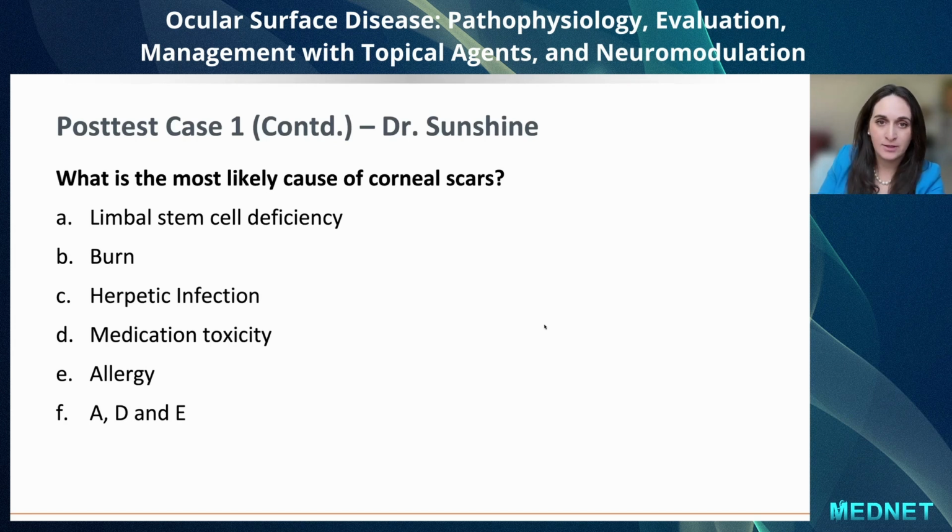So that's great. So 70% of people got this question correct. The correct answer is F. It includes limbal stem cell deficiency, which you can see from the photo, which is likely due to multiple etiologies, including the medication toxicity, a history of allergy, and an atopic history, as well as the multiple surgeries, especially the glaucoma surgeries, can all lead to the corneal scars that we're seeing in this patient. So great job.